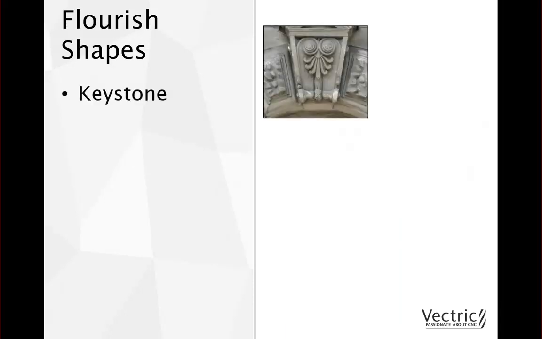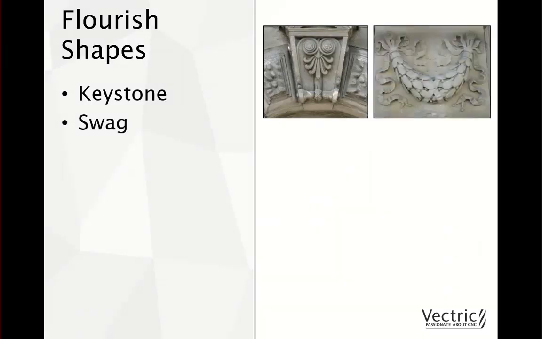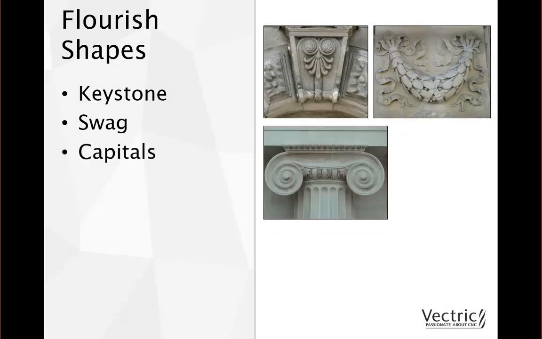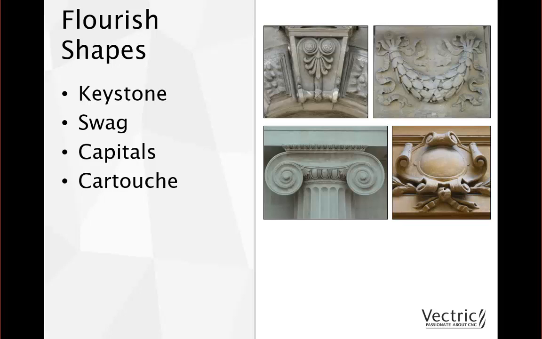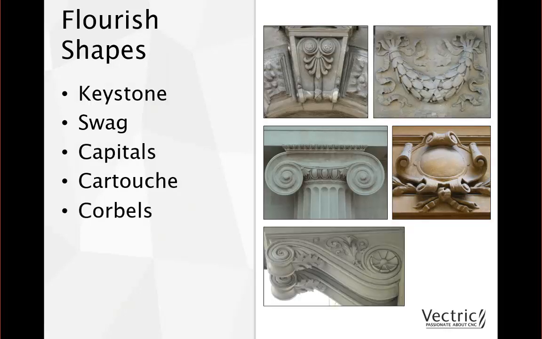Keystone, so the top middle part of an arch with the angled sides here. A swag, so this kind of curved drop down shape often may have flowers or plants or leaves or something in it. That's referred to as a swag. Have capitals, typically sitting on the top of a column. A cartouche, which is almost a little bit like a shield, but kind of an oval shape typically, or round, and then may have this scroll work coming up from it.